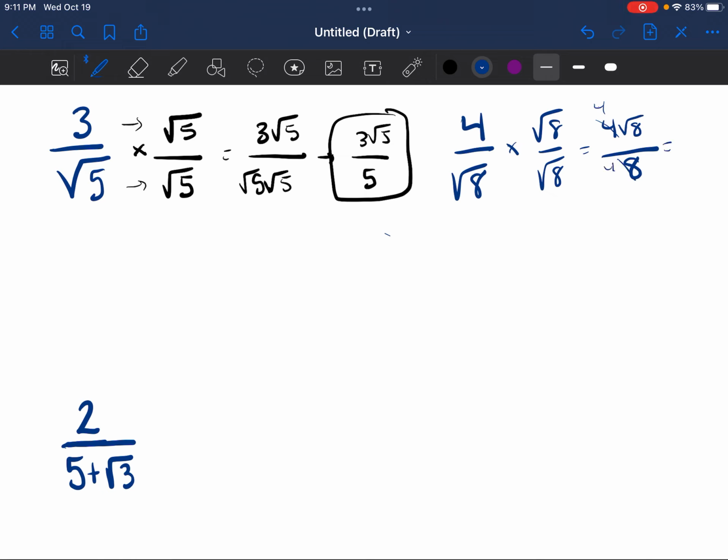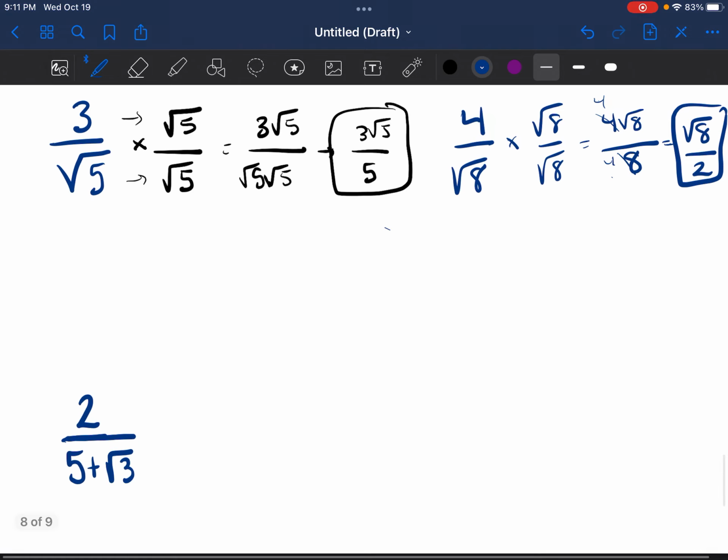4 divided by 4 is 1 square root of 8. So I'm going to erase that one here and just leave it as the square root of 8. And then I am left with 2 because 8 divided by 4 is 2. This is my final answer.